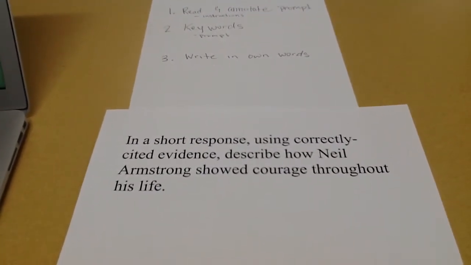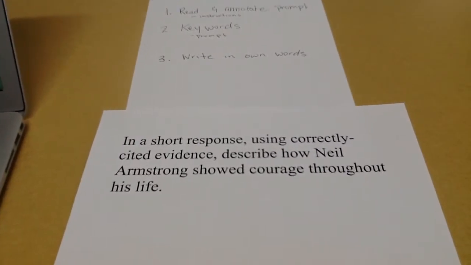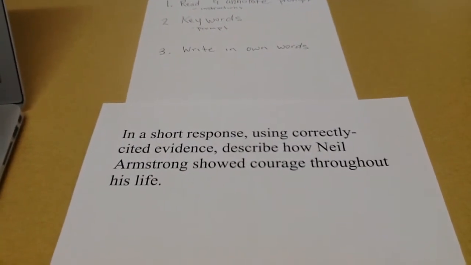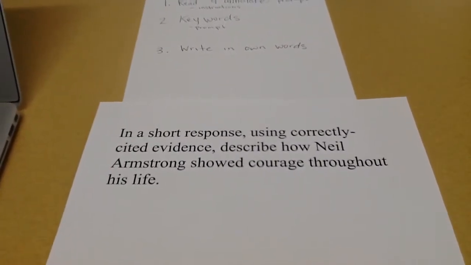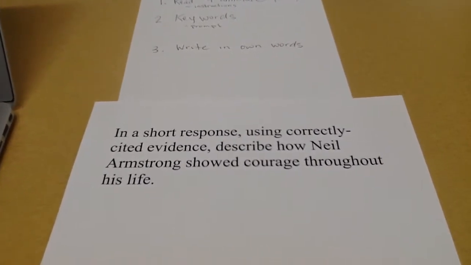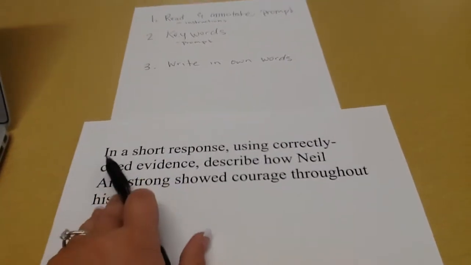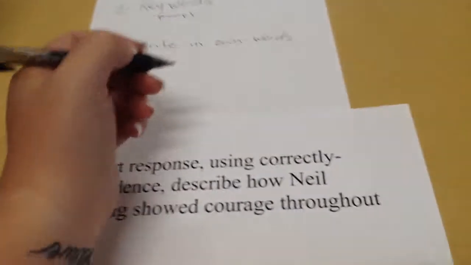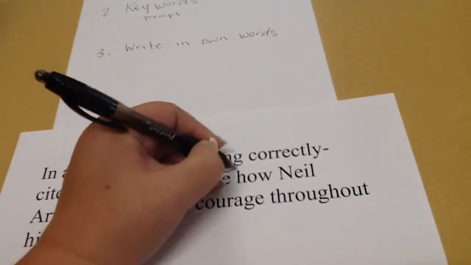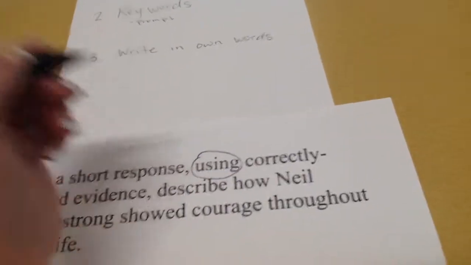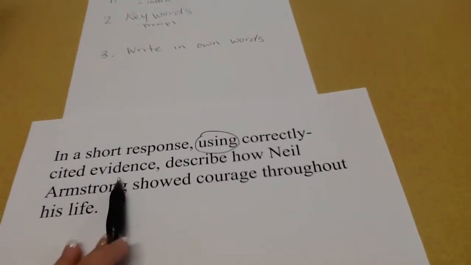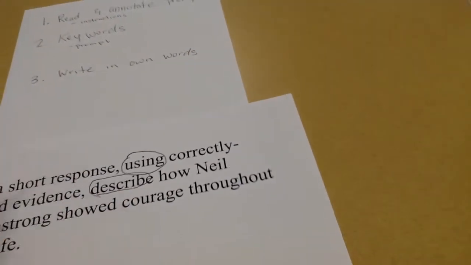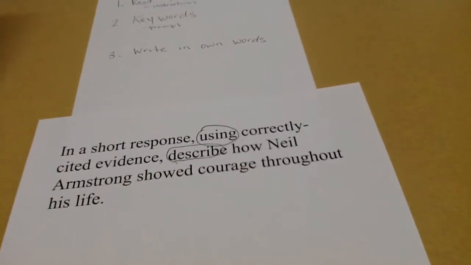So I've read it. Now I need to annotate it. To annotate, we're first going to circle our verbs. So a verb is an action word, something that I can do. So I'm going to start up at the top here, and I'm just going to go word for word. In a short response, using, I'm going to try and do this with one hand here. So using, I can use correctly cited evidence, describe how Neil Armstrong showed courage throughout his life.